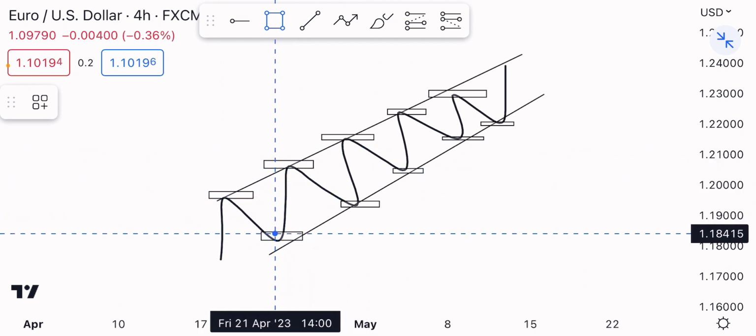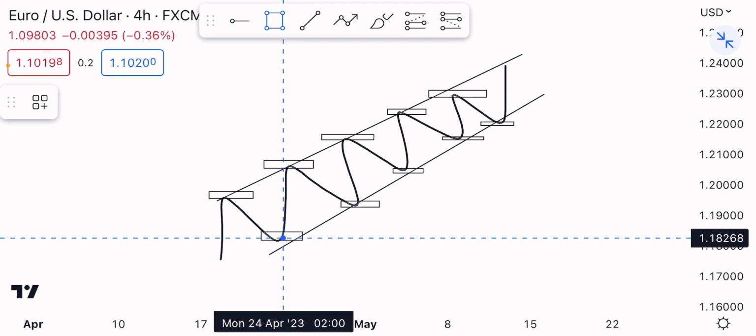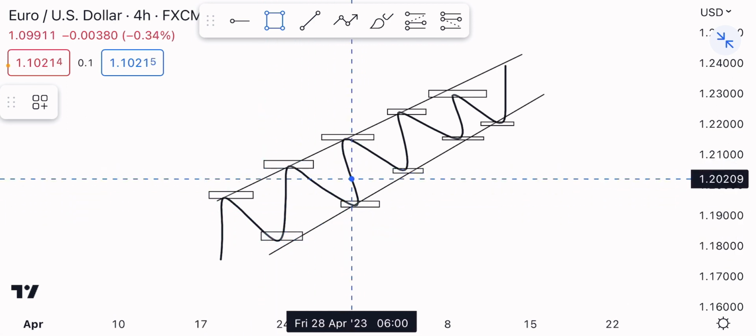Because a support is a level at which the market gets to and reverses, changing its downward direction to the upside. So you can see the market giving us this level, bouncing off this zone, coming back to this level, bouncing off this level.